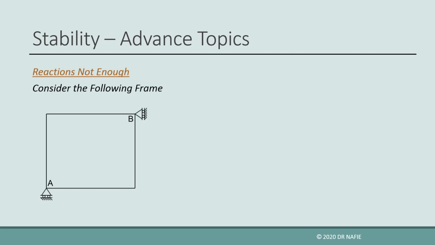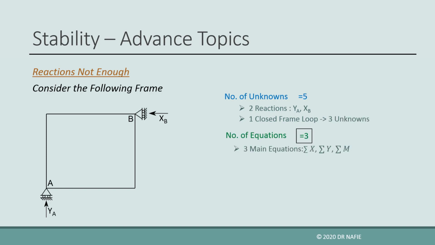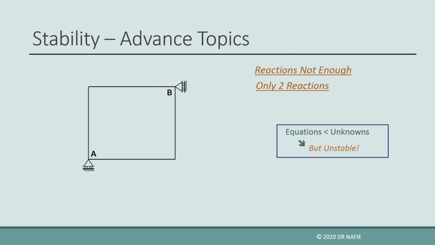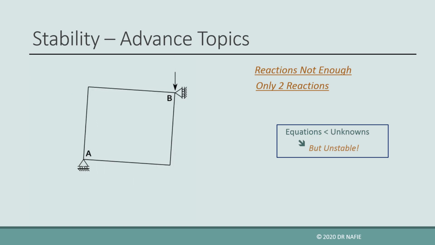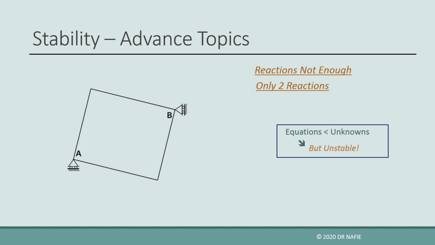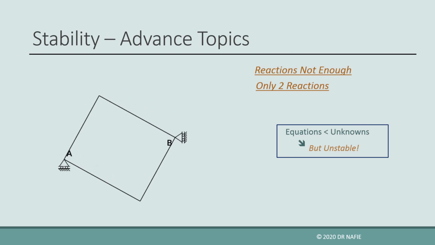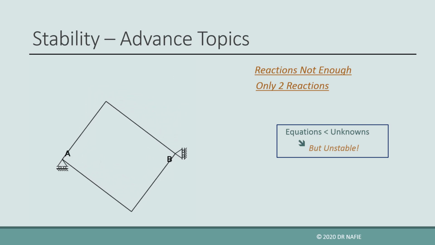Consider the following frame. It has 2 reactions and 3 internal unknowns due to the closed frame. The total unknowns is 5. Although the number of unknowns is greater than the number of equilibrium equations, the structure is actually unstable because it only has 2 reactions. We need at least 3 reactions to attain stability. The stability mechanism can be visualized as shown.